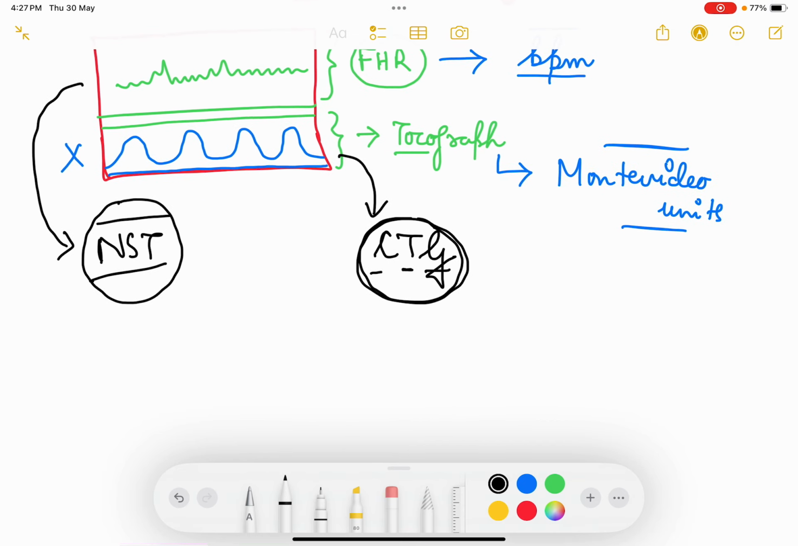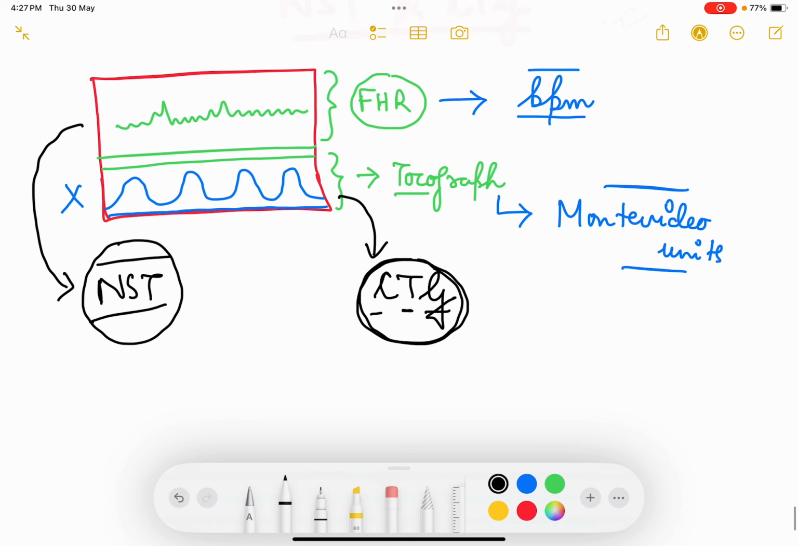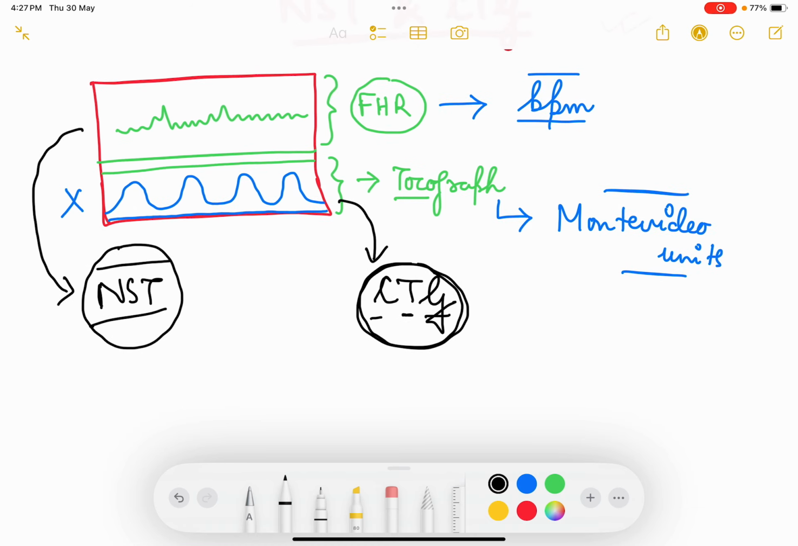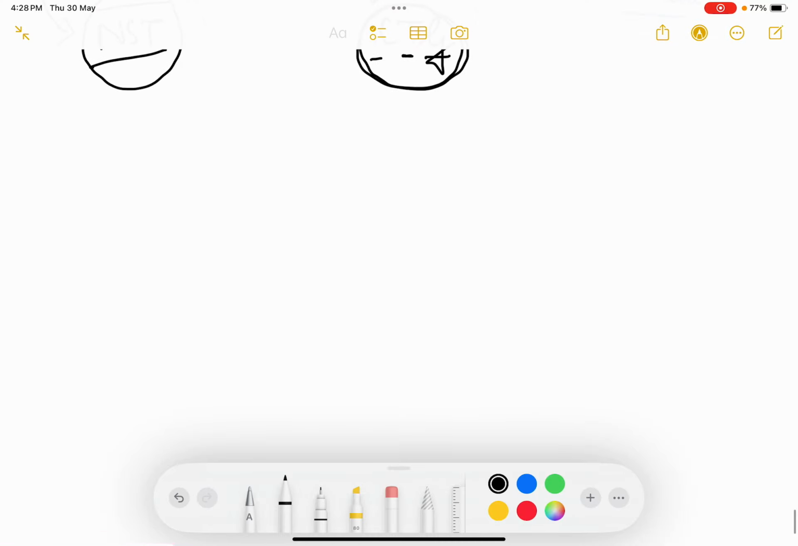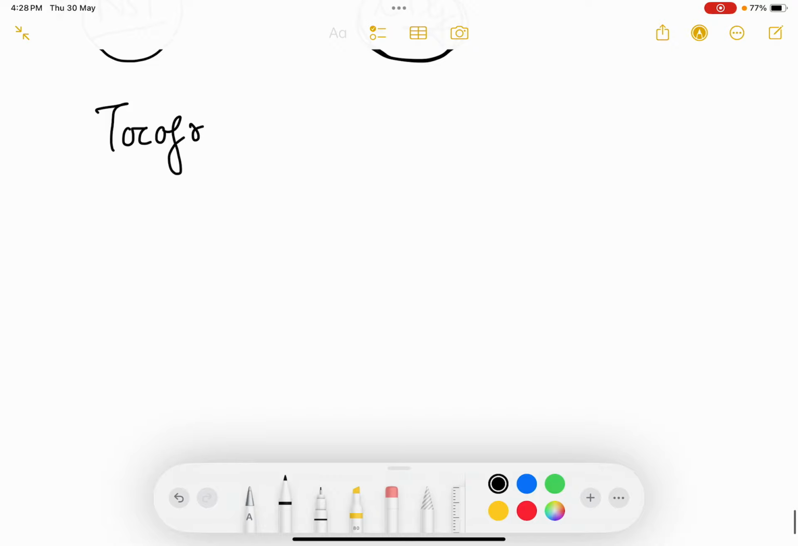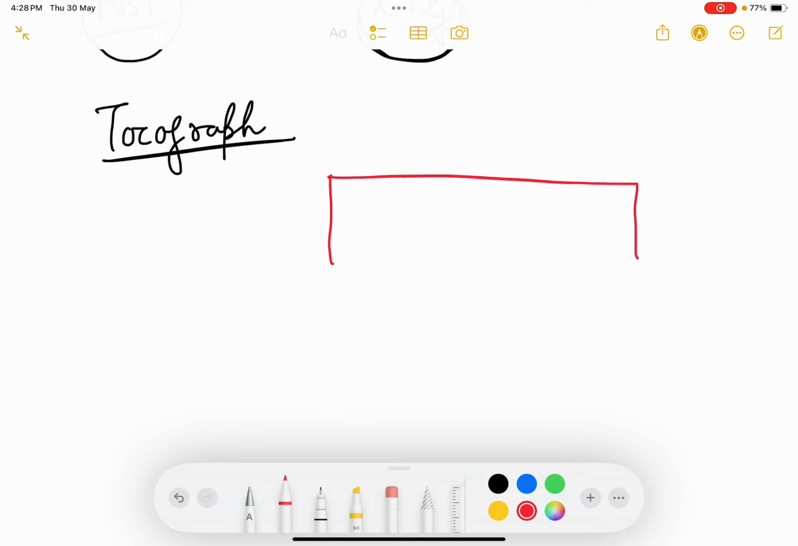Then once you have understood whether it is NST or CTG, now we will go to its interpretation, how to read it. Okay, so at the very onset, first let me talk about the tocograph, that is the uterine contractions part, how to read this. Suppose consider the graph which is below. Uterine contractions will be shown when there are contractions, the line will rise and then it will fall down. Okay, so it will show like this.